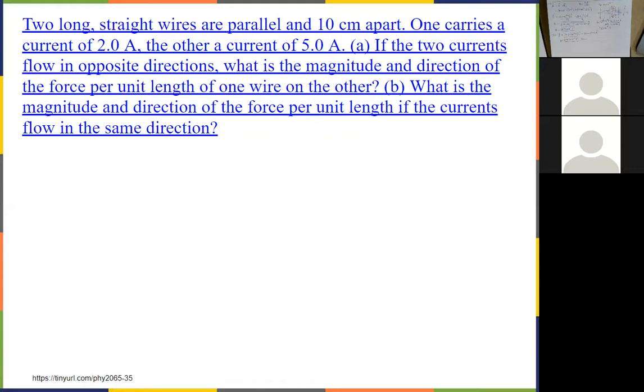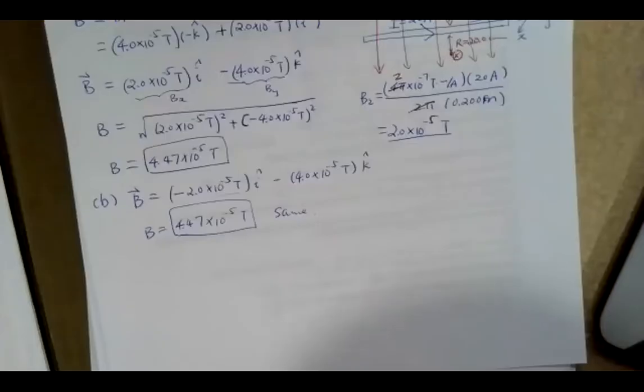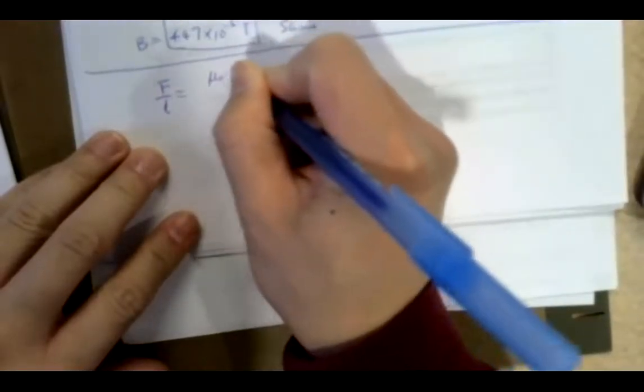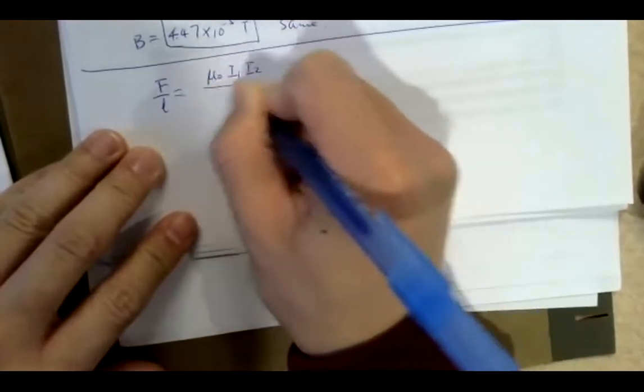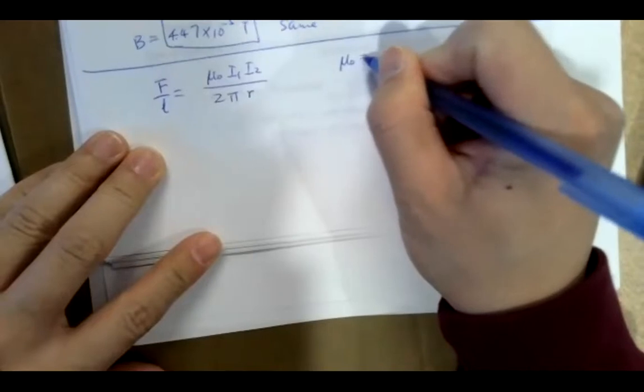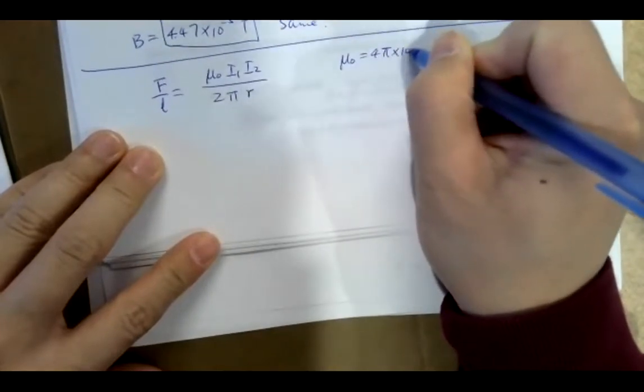I think it's pretty much just plugging in the numbers into the equation in the previous slides. You can do that. We can take a look at the solution together in a couple of minutes. So it will be F over L equals mu naught I1 I2 divided by 2 pi R. R is the distance between the two. Mu naught is 4 pi times 10 to the minus 7.